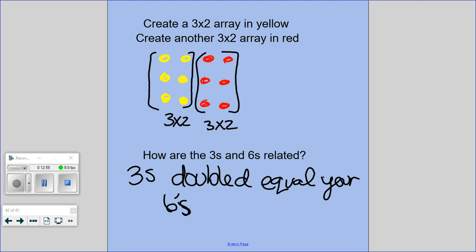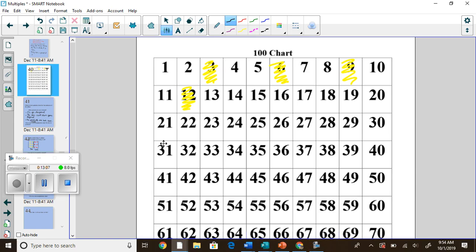So go back to your hundreds chart. The one we just colored in with our 3s looks like this. But instead of coloring with red, we're going to color with blue, same color that we always do. And we're just going to color in our 6s with blue. So the first one I'm going to color in is 6. And then the next one I'm going to color in is 12. Count on and do all your 6s in blue to make that greenish color.